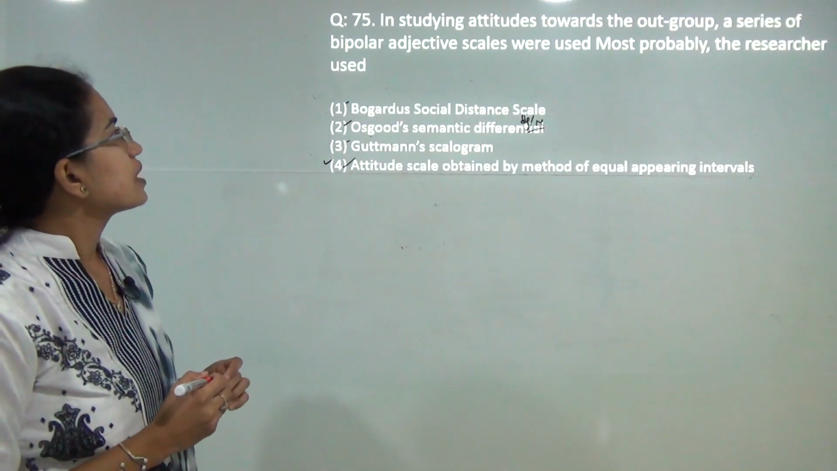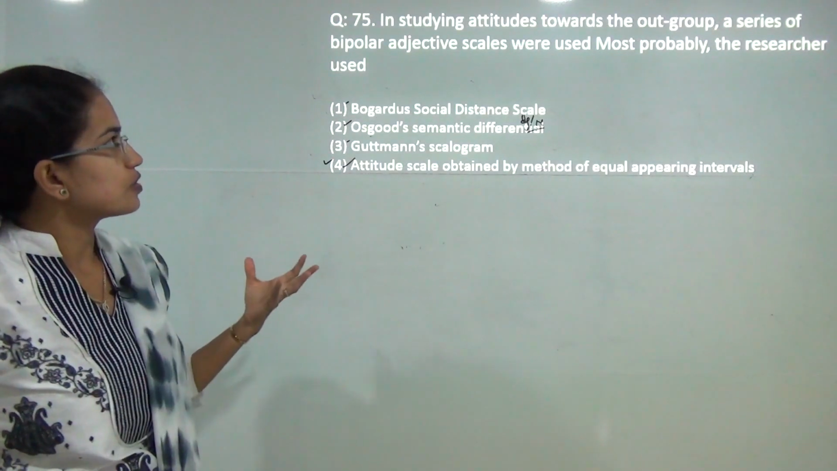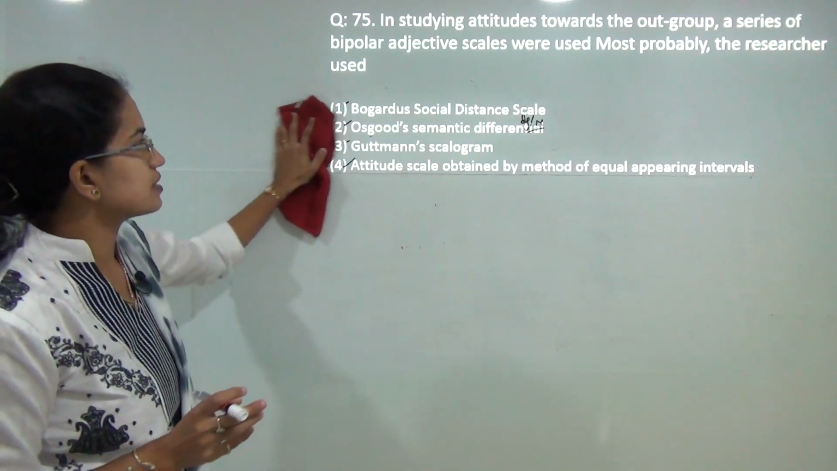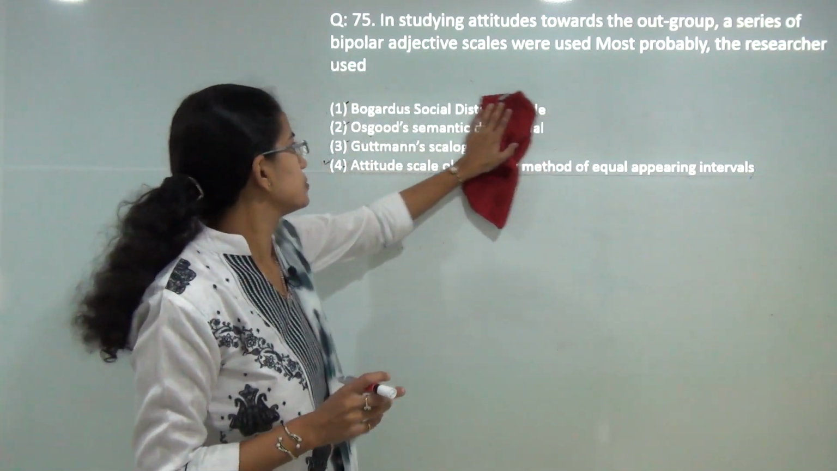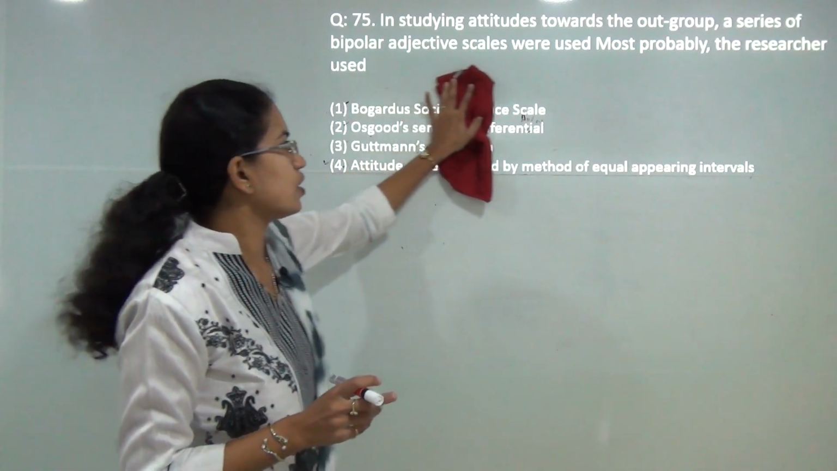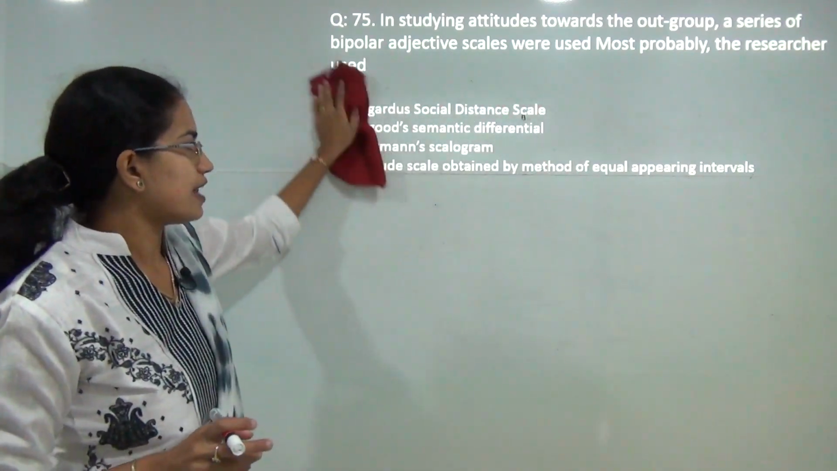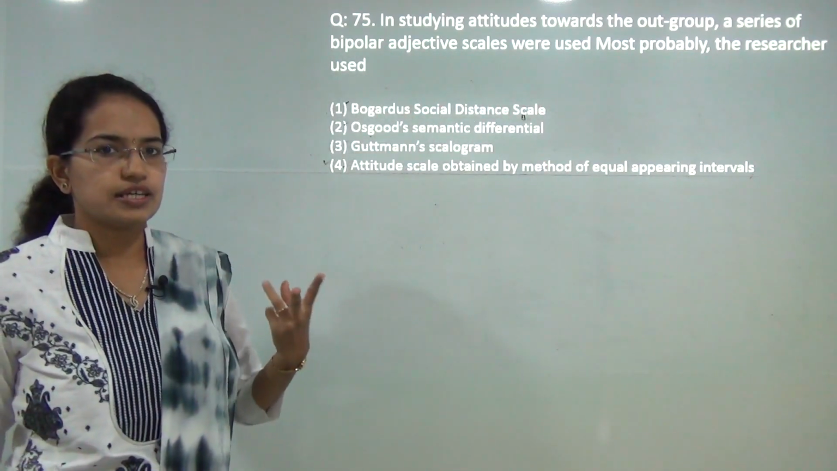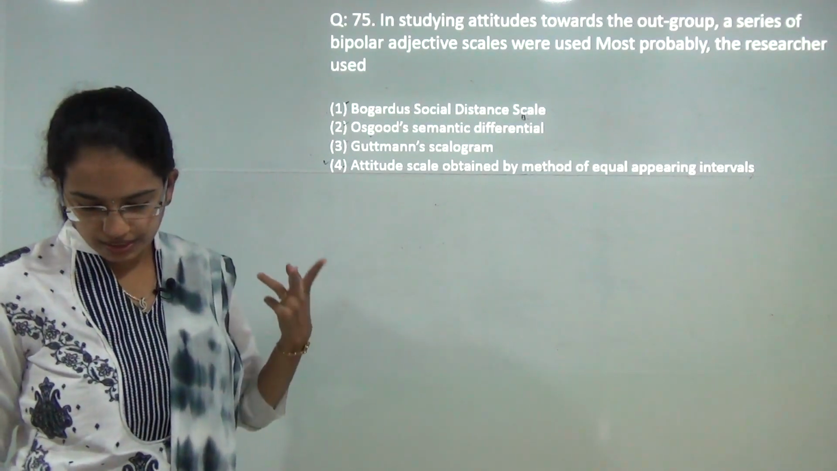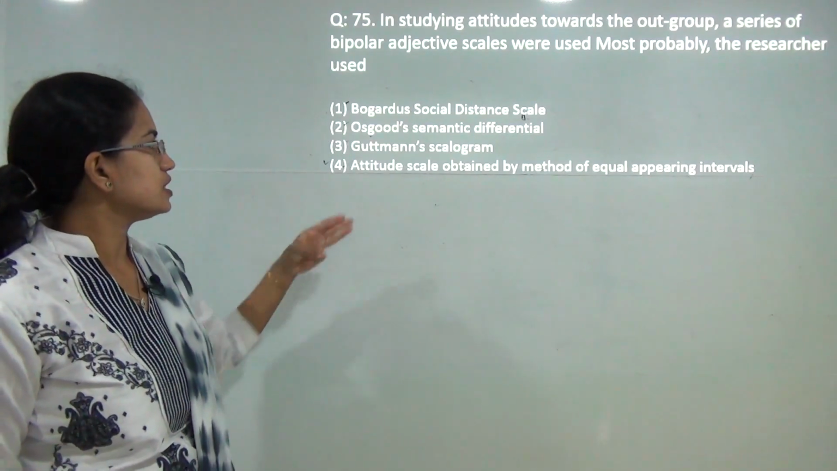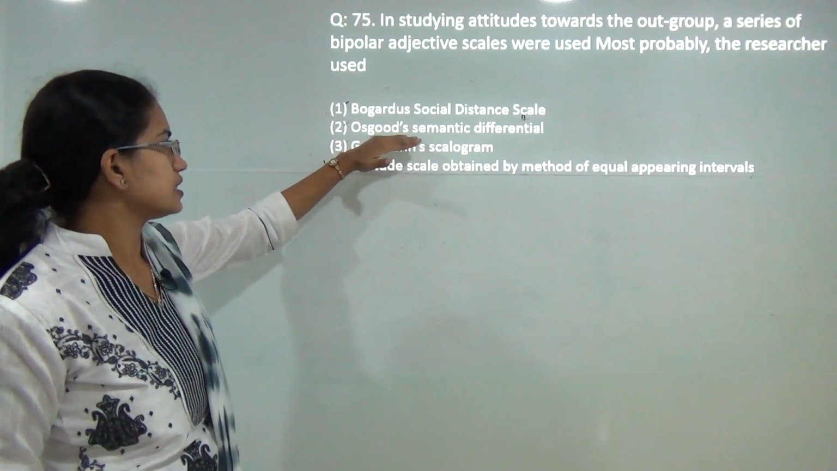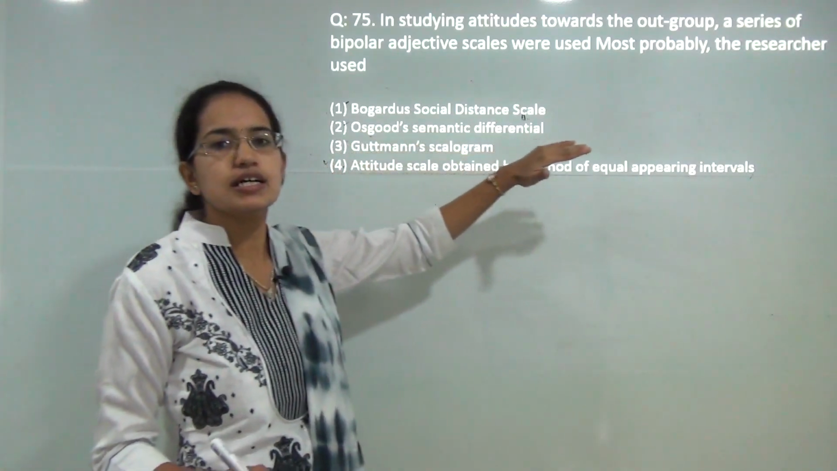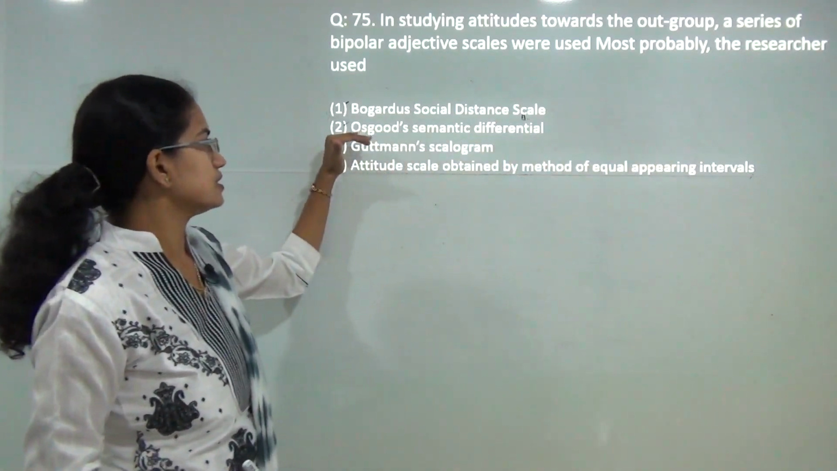And finally, when you have an outgroup, you try to use bipolar adjective scales, and these are used in the Osgood semantic differential. So the Osgood semantic differential evaluates on 3 parameters, that is EPA: evaluation, potency and activity. Based on these, you have the bipolar scale that is judged, and the Osgood semantic differential is a classic example for this. So the correct answer would be 2.